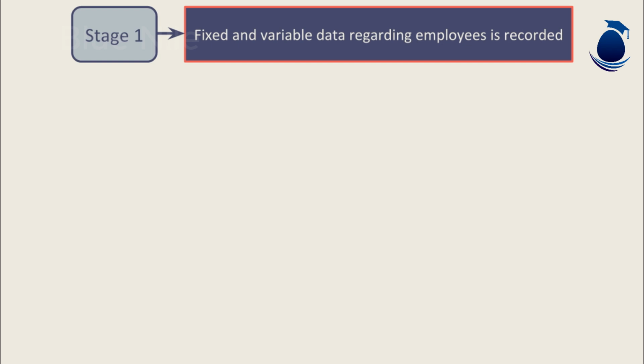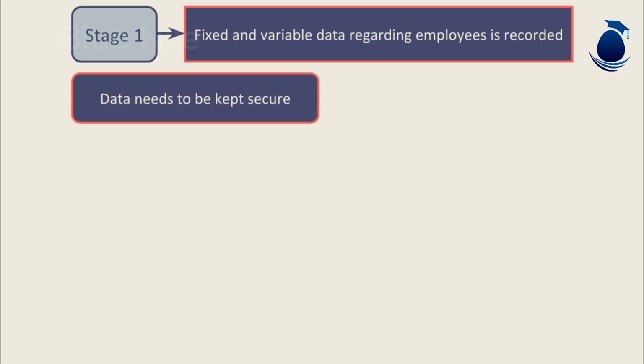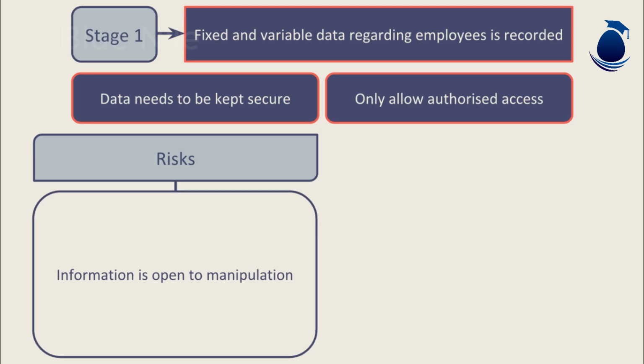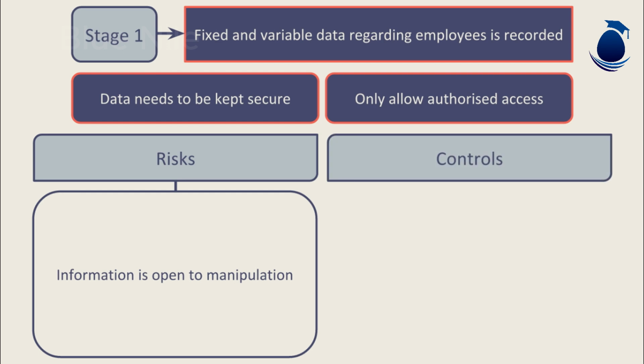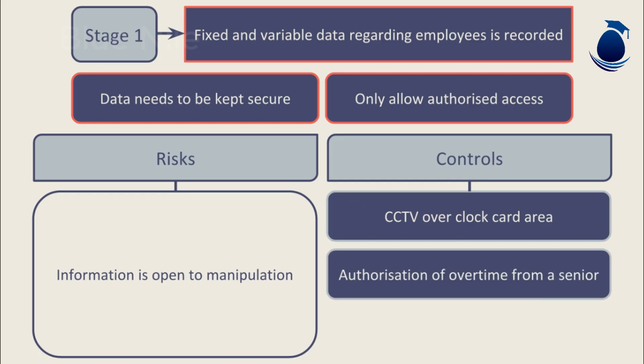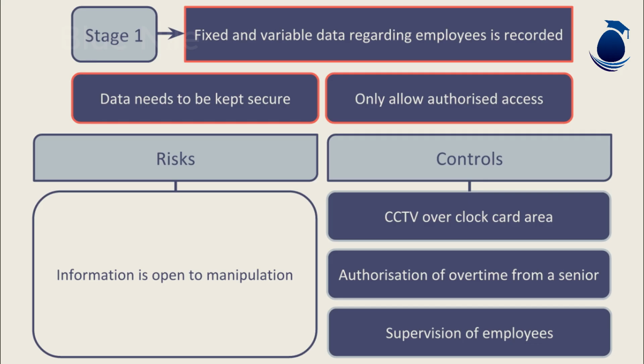Fixed data regarding employees includes bank accounts, hourly pay, holiday days, etc. Variable data would come from the clock cards or timesheets in the form of hours worked to help calculate pay. This data needs to be kept secure, so locking away this paperwork and only allowing authorized access is important. The other risk is that information is open to manipulation, for example, including fraudulent working hours. Controls to reduce this risk include CCTV over the clock card area as a deterrent, authorization of overtime from a senior official, and supervision of employees.